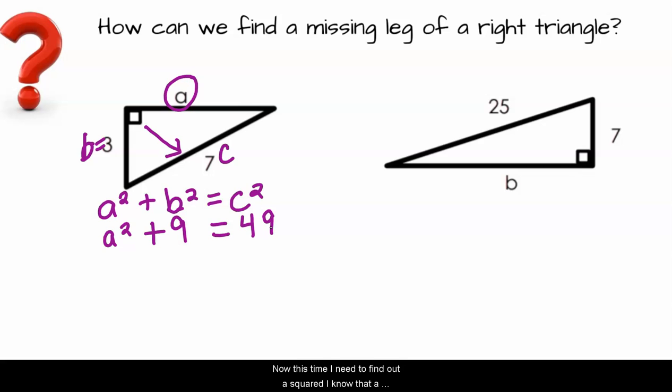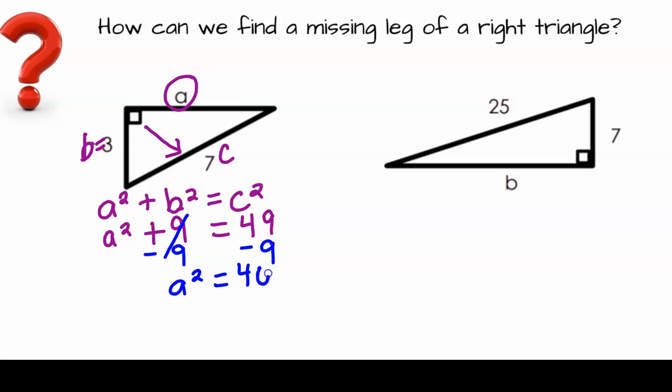Now this time I need to find out a squared. I know that a squared plus 9 is 49, but I want to know what a squared is. So what I can do is subtract 9 from both sides of my equation. When I do that, I get a squared is equal to 40.